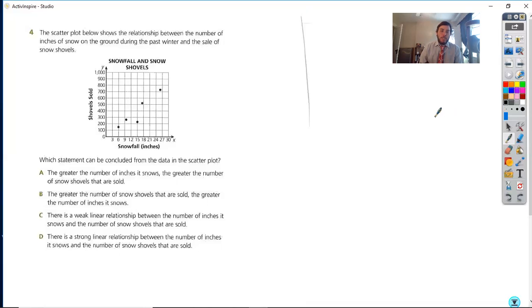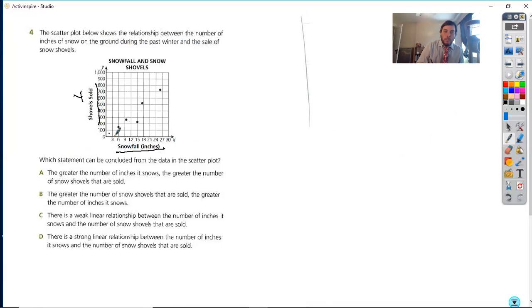All right, number 4 says, a scatter plot below shows the relationship between the number of inches of snow, which is our x values, on the ground during the past winter, and the sale of shovels. So the sale of shovels is our y value. So which statement can be concluded from the data in this plot?